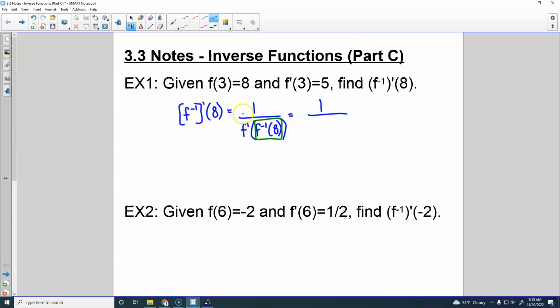It is 3. And they make it fairly easy on you here because the 8 is the only number there, right? So we got f prime of 3. Okay? And then what is f prime of 3? It is 5, right? It's given to you right there. So we get 1/5 as our answer.